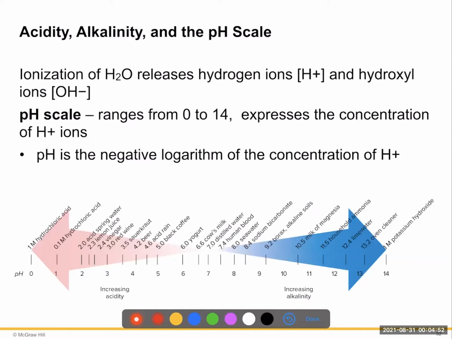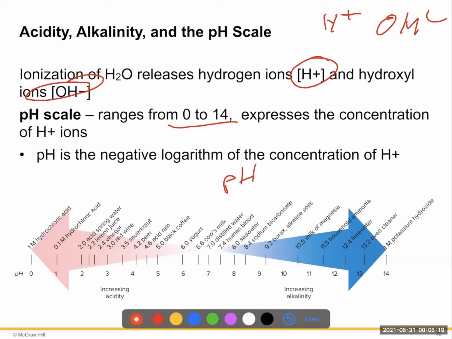That's exactly what happens. Okay, now the pH scale and acidity. Ionization of water produces H plus ions. H plus ions are the measurement of an acid. Water breaks into H plus and OH minus. That's your hydroxyl ion, that's your hydrogen ion. pH ranges from 0 to 14. That lets you know the concentration of hydrogen ions. pH, by definition, is equal to minus the log of the H plus concentration.